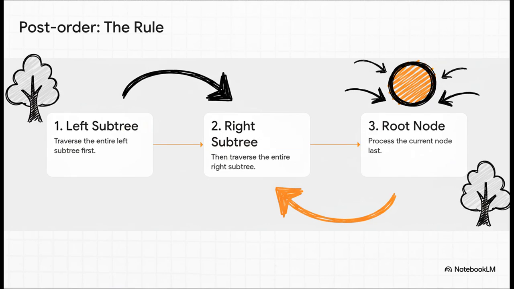And our last one is post-order. You can probably guess the pattern now. It's left, right, root. With this one, you explore all of a node's children on both sides before you ever process the node itself. You're always saving the root for the very end.